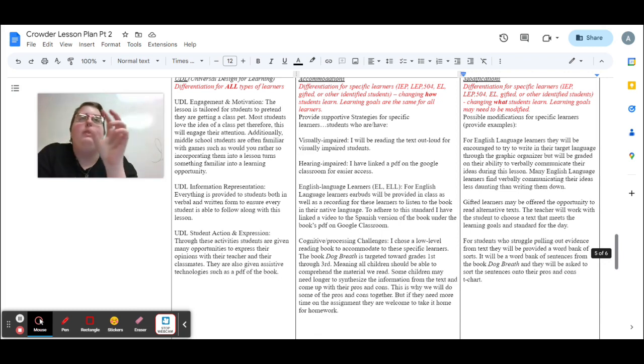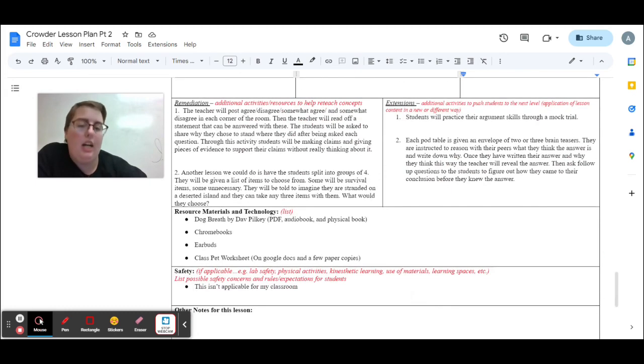So this will be text from the book in a word bank, and they just have to sort it into pros and cons, which makes it a little less daunting than trying to pull out textual evidence from an entire book.